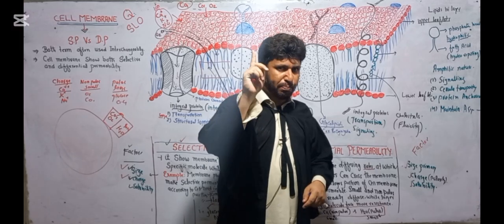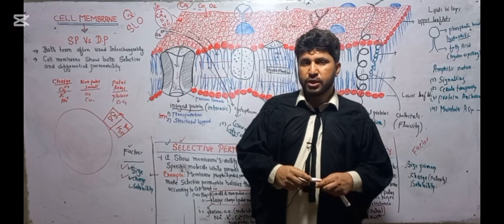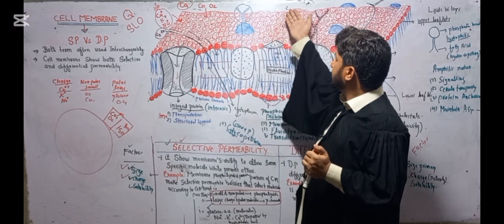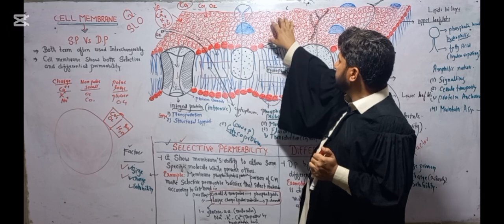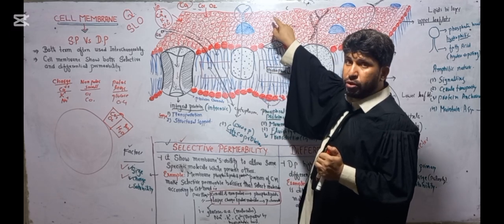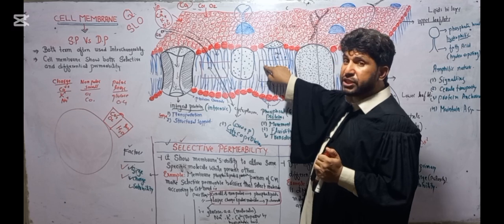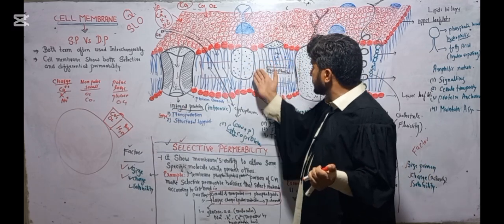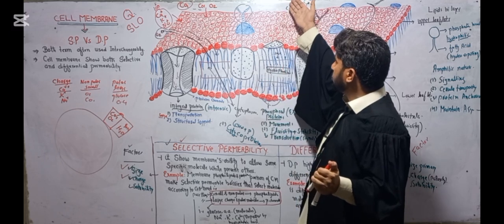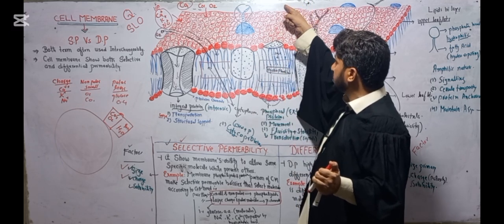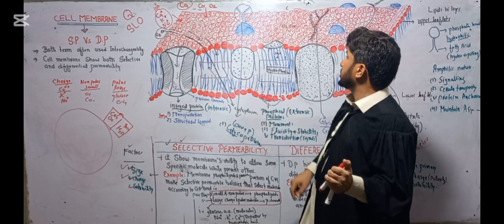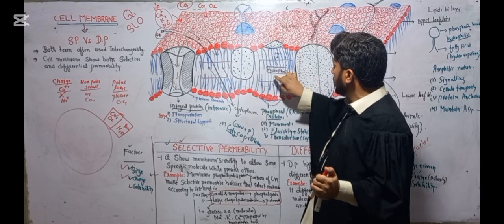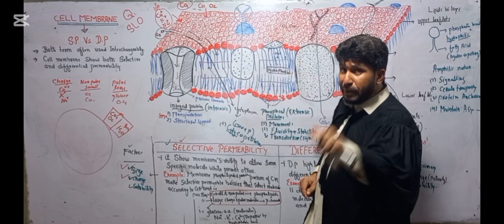Here is one of the most important questions for you. We say that the phosphate portion of the lipid bilayer is hydrophilic in nature, but the tail, which is fatty acid in nature, is hydrophobic. How will water cross this portion? If water wants to go toward the cytoplasm from the extracellular space, or from the cytoplasm toward the extracellular space, how will it cross this portion which is hydrophobic in nature? It repels the water molecule.